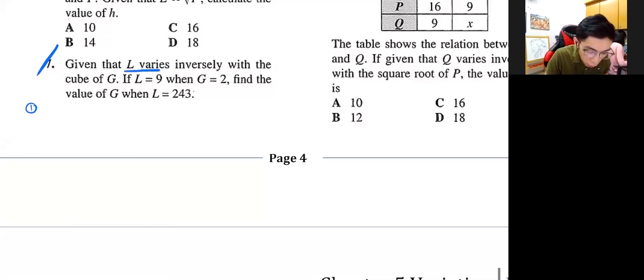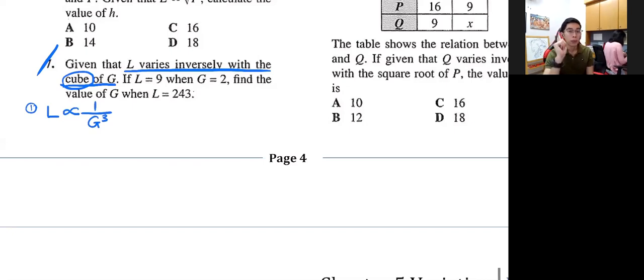Given that L varies inversely with the cube of G. Can you see there is an important word called cube? Cube means there is a little small 3 on top. So let me write the variation: L varies inversely, 1 over, with the cube of G, G cubed.